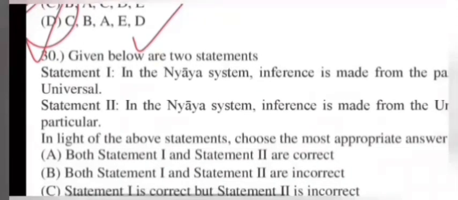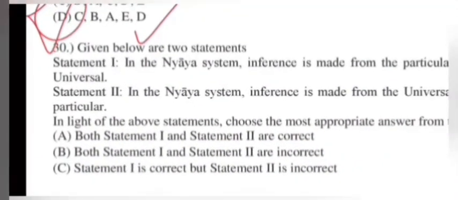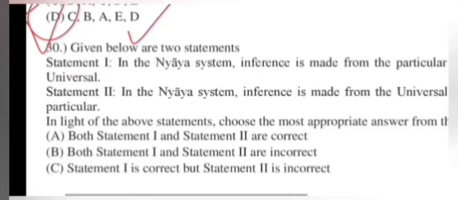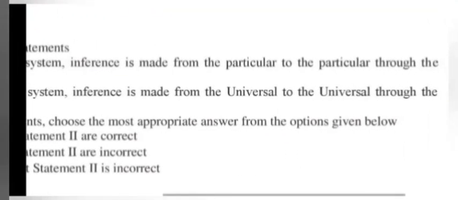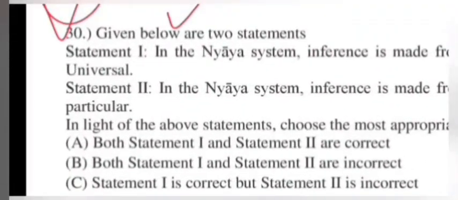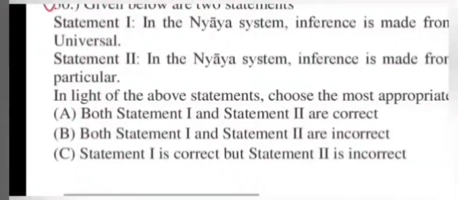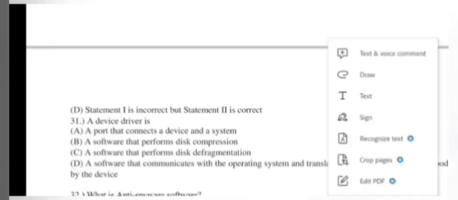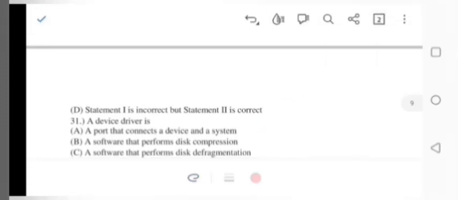Number 30 says given below are two statements. Statement 1 says in the Nyaya system, inference is made from the particular to the particular through the universal. 2 says in the Nyaya system, inference is made from the universal to the universal through the particular. Now choose the most appropriate answer from the options given below. Number 30 correct option will be number D, that is statement 1 is incorrect but 2 is correct.